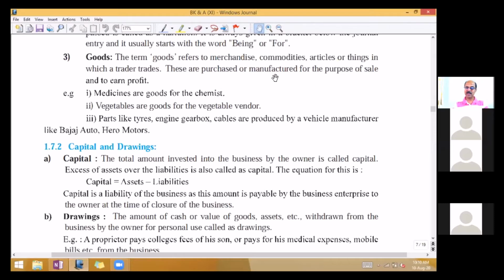But capital does not remain constant. Every year, because of profits, the capital keeps on increasing. So suppose you started with 10,000 rupees and you made profits of 2,000 rupees. After spending for everything and covering up everything, you earn 2,000.